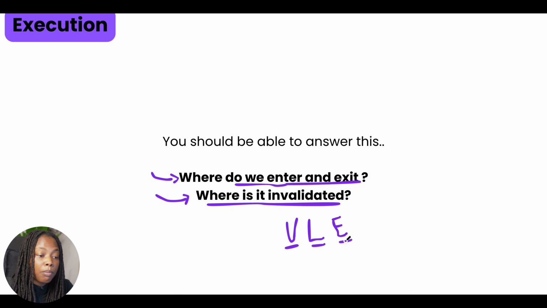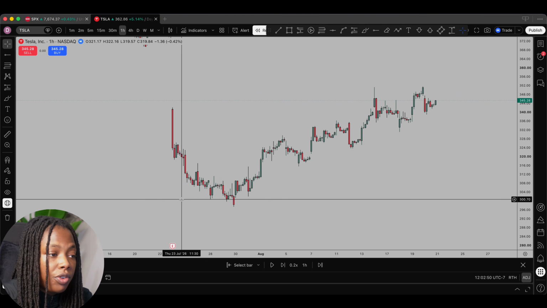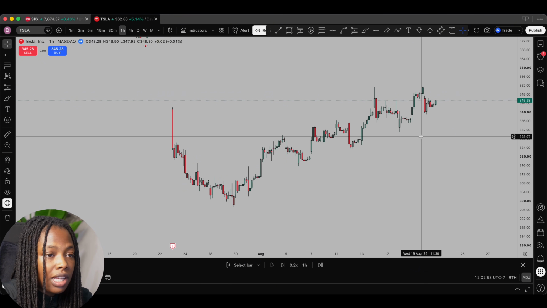I'm going to go over an example step by step, showing you the thought process so that you can put it together. And make sure you leave a comment if you have any questions. In this example, we're just going to go over everything step by step. What is happening on this chart?